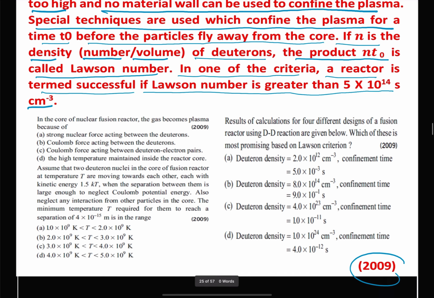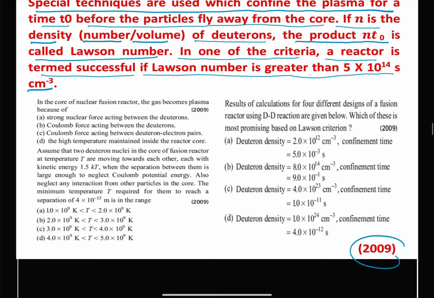So based on this, we are having 3 questions. In part A, in the core of the nuclear fusion reactor, the gas becomes plasma because of.